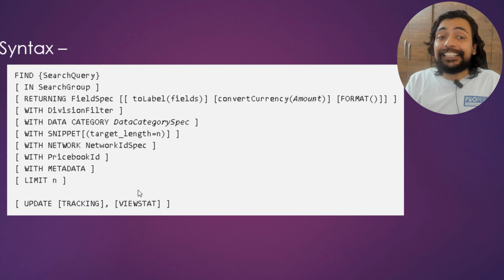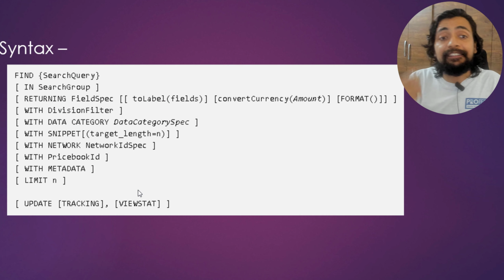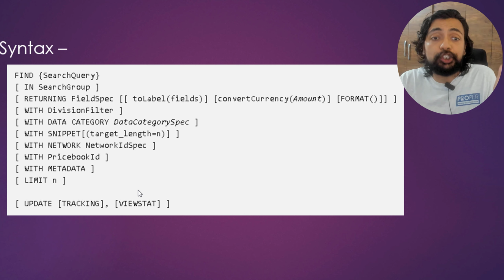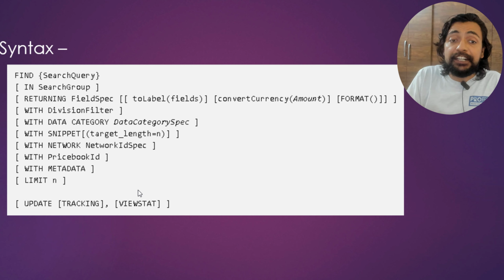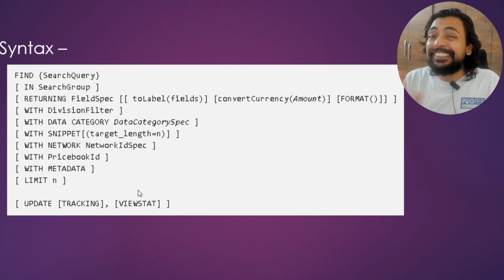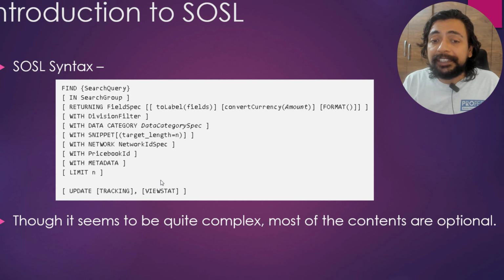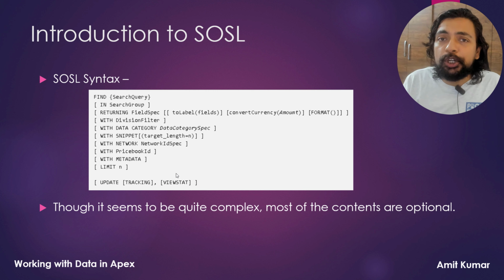Now the general syntax of SOSL looks something like this, where it starts with find, then you have a search query, then you will have a search group, then you will specify the returning values with division filters, data categories, snippet, network, price book ID, metadata and limit. So definitely it seems to be very complicated, right? But most of these contents are optional. So let me show you a brief syntax or a smaller syntax of it.